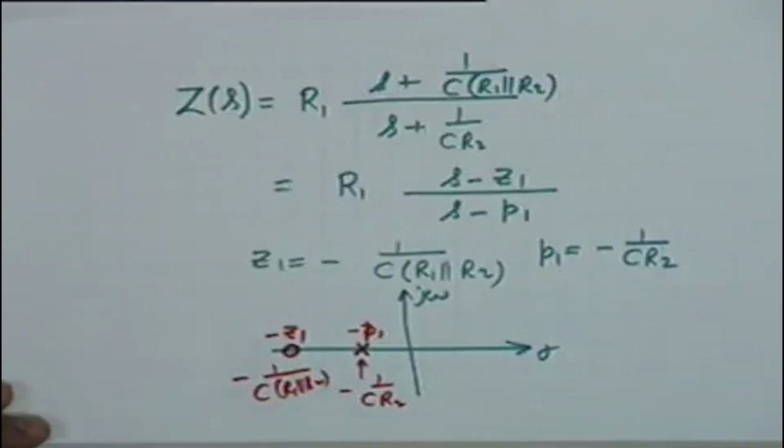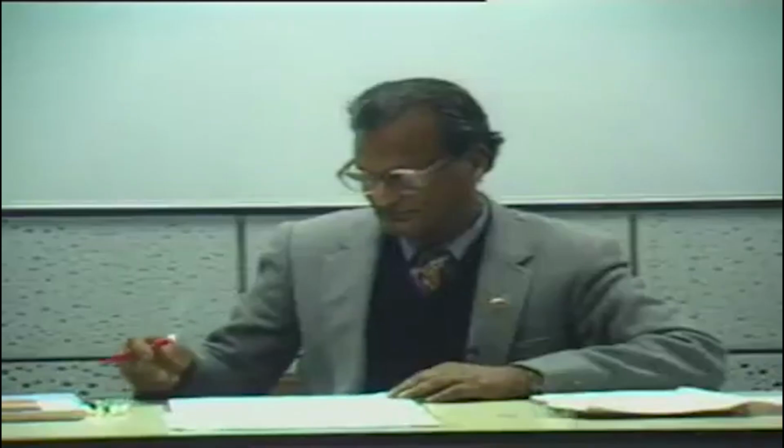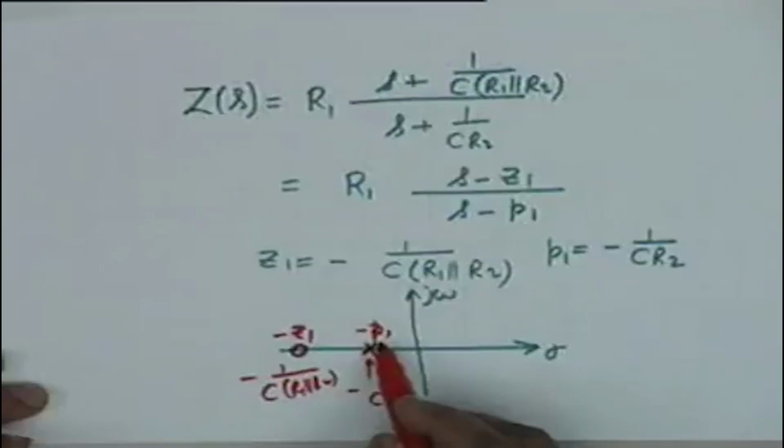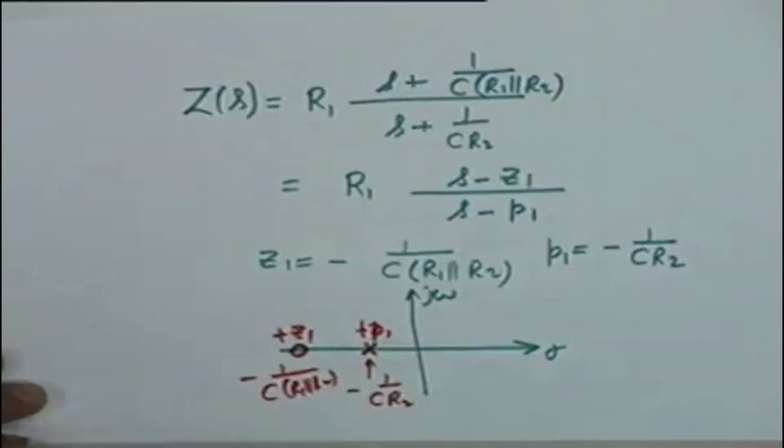So shouldn't it be just P1 and Z1? Yes, sir. P1 and Z1. That's what I do, put the minus sign there. Thank you. This is P1 and this is Z1.